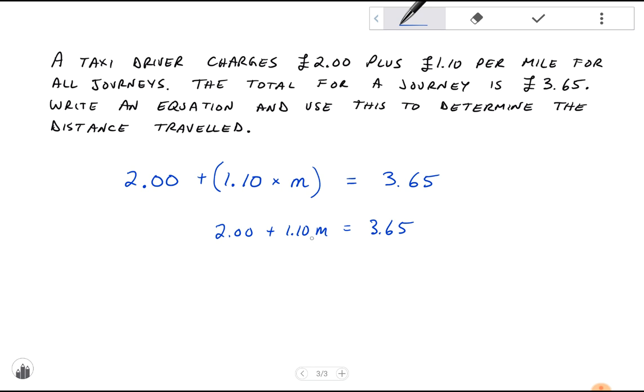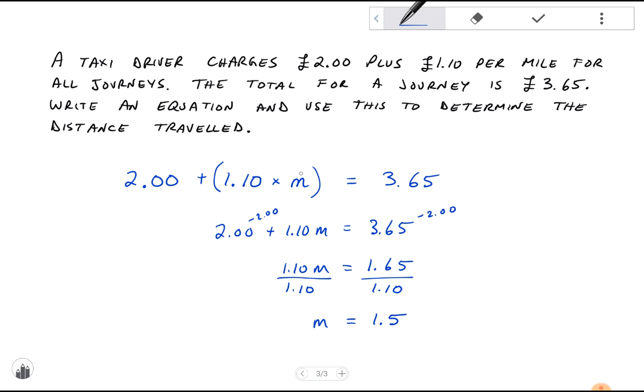All right, we don't want this 2 over here, we just want m, so we're going to subtract 2.00 from the left side and the right side. So 1.10 m equals 3.65 minus 2.00 is 1.65. Now we want m, not 1.10 m, so we'll divide by 1.10. This leaves us with just m on the left side, which is what we're looking for, and 1.65 divided by 1.10. If you type that into your calculator, you will get 1.5. So therefore, the journey must have been 1.5 miles.